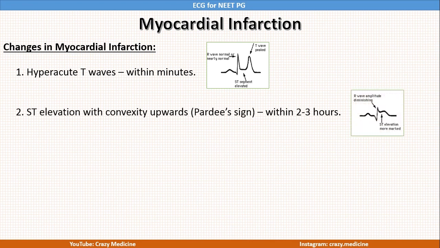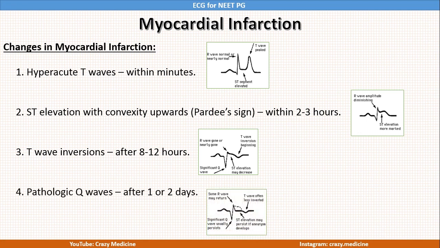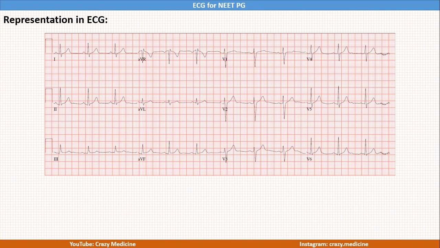Next change, which occurs within 2 to 3 hours, is ST elevation with convexity upwards, which is known as Pardee sign. Next change, which occurs after 8 to 12 hours, is T wave inversions. And last is pathologic Q waves, which should be more than 1 mm deep, which occurs after 1 or 2 days.